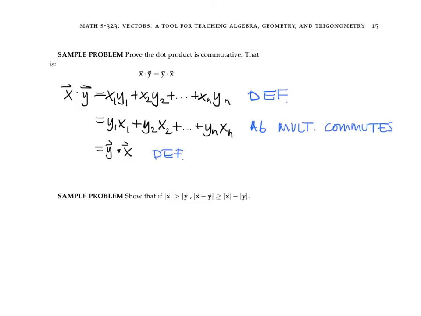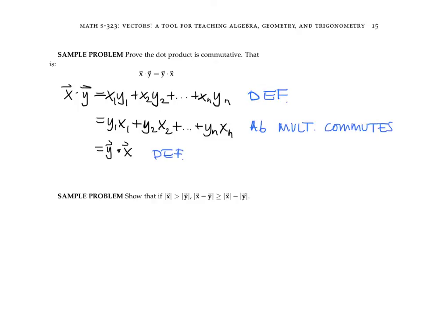And we're done. And a lot of the proofs involving the dot product follow this exact same format. You apply the definition, you exploit some underlying field axiom, and then you apply the definition again to untranslate out of this component by component definition. Let's take a look at number 2.